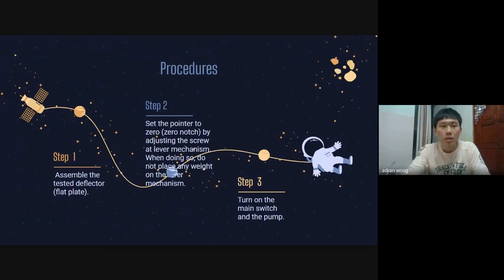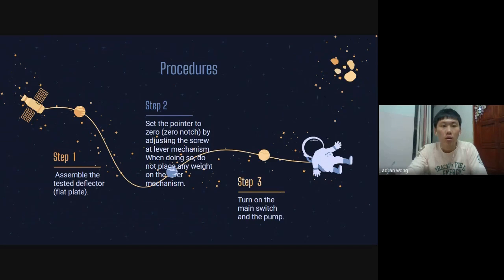Hi, my name is Adrian. I'm going to present about the procedures. The first step is to assemble the tested deflector. Step 2, set the pointer to 0 by adjusting the screw at the lever mechanism. When doing this, we do not place any weight on the lever mechanism.